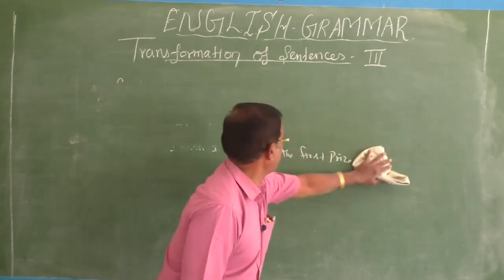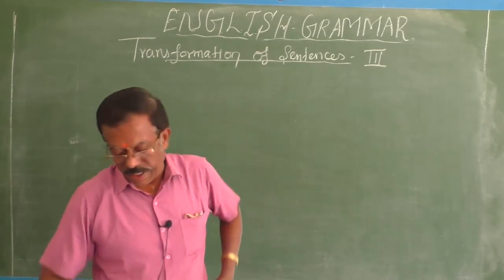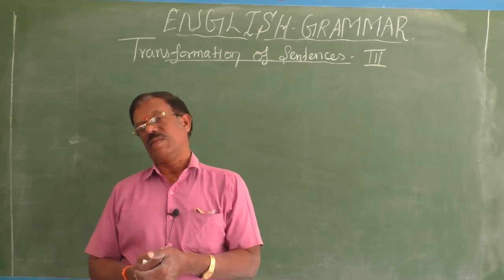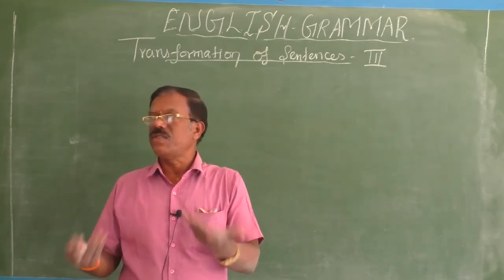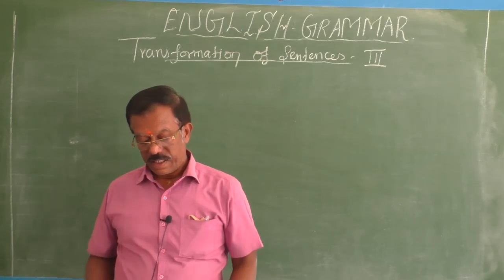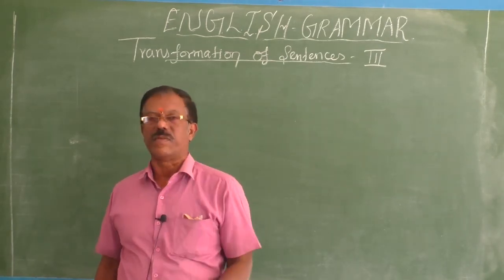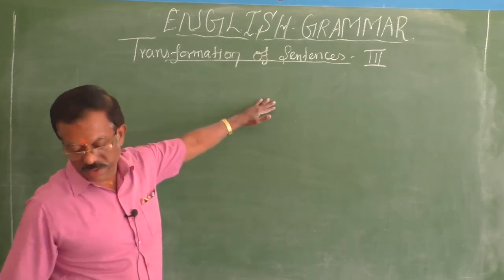Assertive to exclamatory. Suppose you have an assertive sentence where you have an action verb instead of a link verb, how can you change such type of sentences? How to change an assertive sentence into an exclamatory sentence when the assertive sentence has an action verb? Let me give you one or two examples. With that, I would like to conclude today's session.